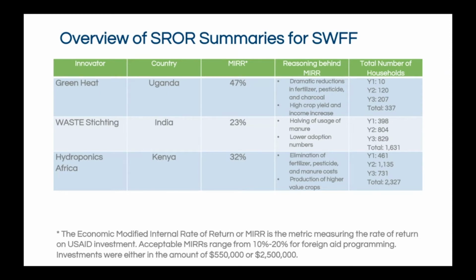And to finish it off, this shows the last three of the innovators, where you can see the reasoning, all with substantial MIRRs, with the increase in crop yields and incomes, as well as the reductions in inputs, being the primary reasons for those. Next slide.